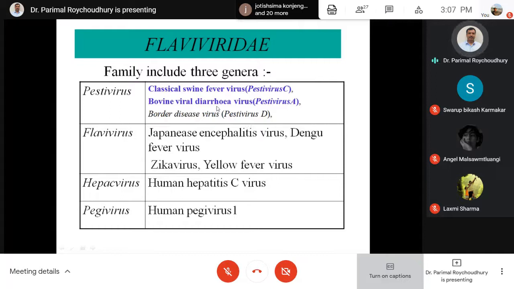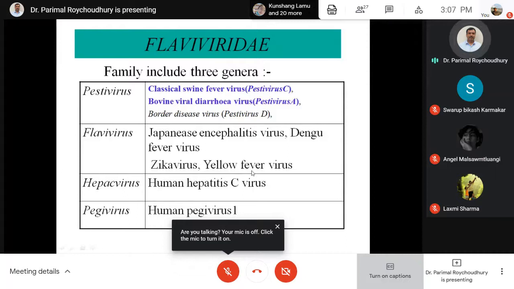The third member is the Border disease virus. Of course, this is restricted to Scotland and England, the border area, where this disease has been recorded. They have some geographical tropism, and they are not widely available everywhere, this Border disease. So we are not concerned about this one.